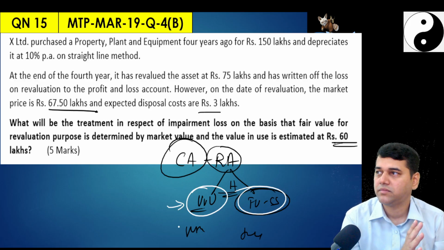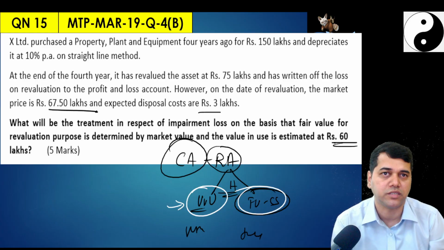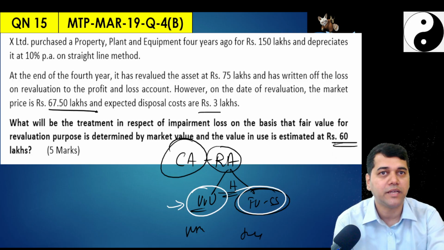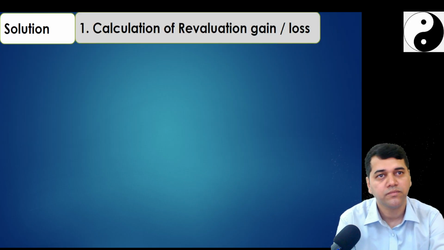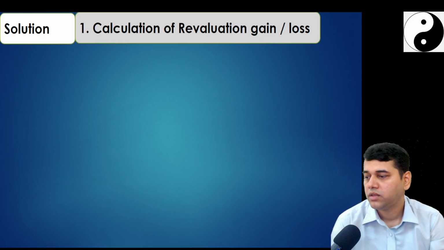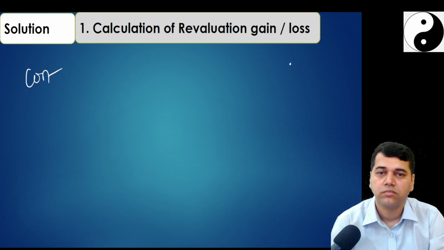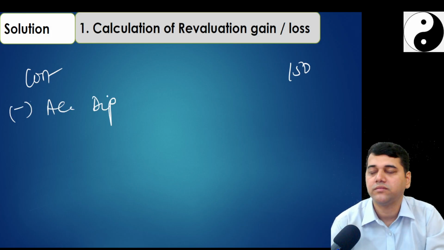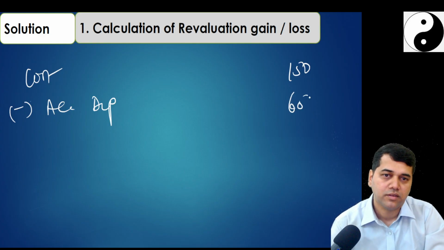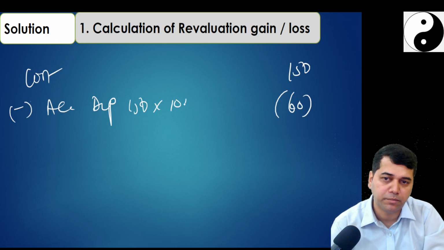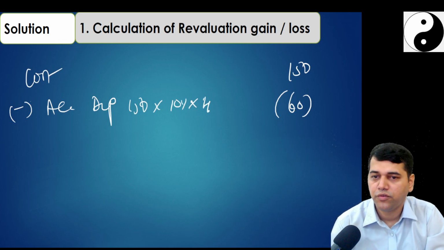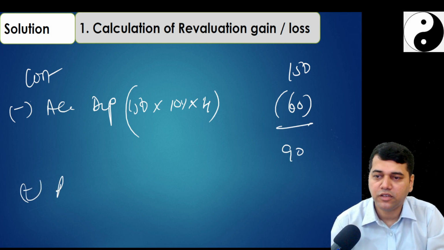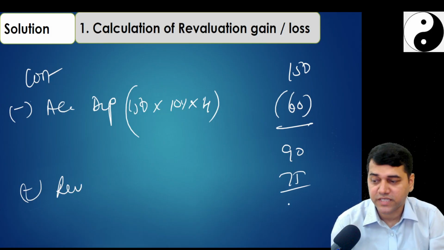Don't worry. At this point of time, just remember one equation of impairment. In fact, it's not something I should tell you. In Intermediate, I believe you must have come across this equation. It's not something new. What is your cost? 150 less. What is your accumulated depreciation? 60. How did you get it? 150 into 10% into 4 years. 90 less revaluation 75.